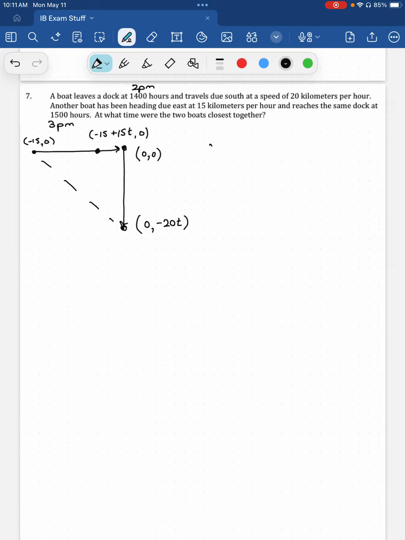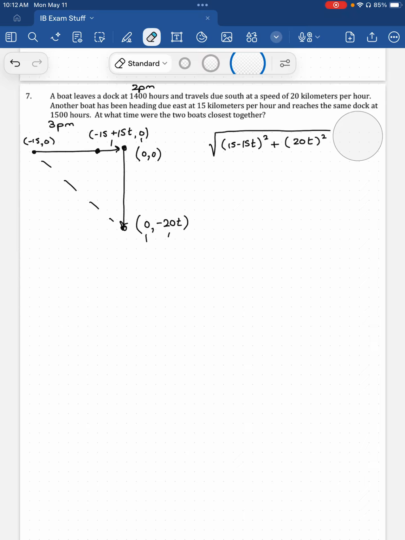The distance formula is the square root of x minus x, so that would be 0 minus the quantity -15 plus 15t, so 15 minus 15t, squared. And for the y coordinates, 0 minus -20t, so 20t squared. And that's going to become my distance formula. That's going to be the thing we try and optimize.